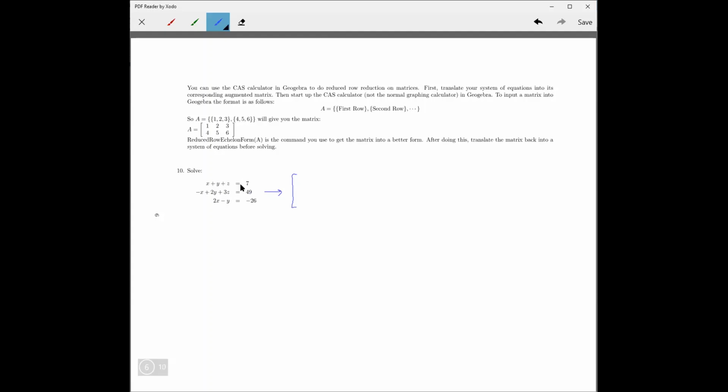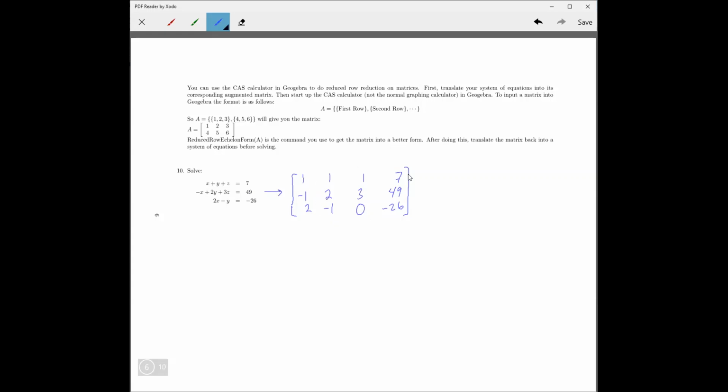Okay, so this first equation becomes 1, 1, 1, 7. The second equation becomes negative 1, 2y, 3z equals 49. The third equation, now here I don't have them quite lined up like Webassign does, but this is 2x right here, negative 1y. There's no z, so that should be a 0 there, and then a negative 26 on the right-hand side.